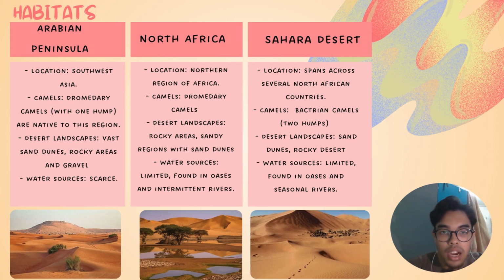And the last one is Sahara Desert. The location of Sahara Desert spans across several North African countries. The type of camel is Bactrian camels, which have two humps on their backs. The desert landscape of Sahara Desert is sand dunes and rocky desert, and the water sources are limited, found in oases and seasonal rivers. So there is also an example image for Sahara Desert.